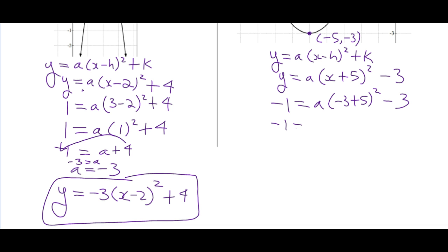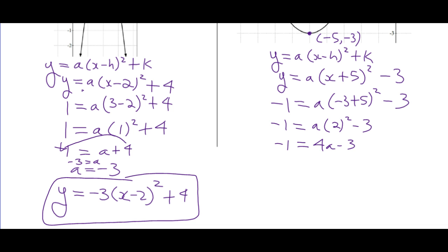Okay. So -1 is equal to a(-3 plus 5 is 2) squared minus 3. -1 is 4a minus 3. Right, so we're just squaring the 2. If you put a -7 in there, -7 plus 5 would be -2 in brackets. When you square -2, what do you get?